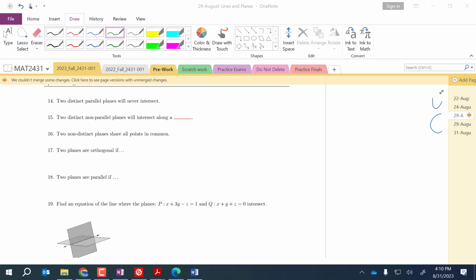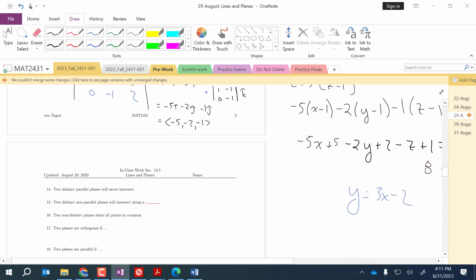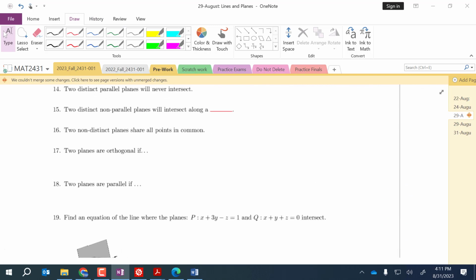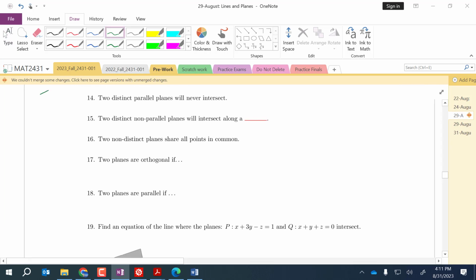Okay, so let's make some statements about planes. Two distinct parallel planes will never intersect. If I have a plane here, and here's another plane, those two distinct planes we would say they're parallel.